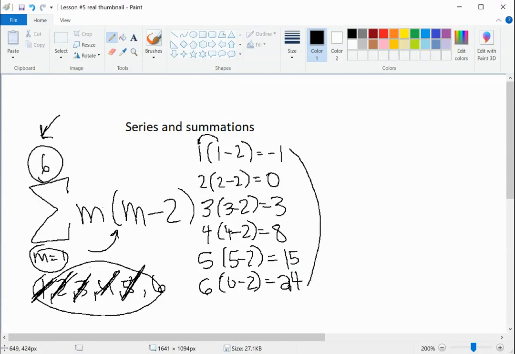So now that we have all these values, similar to how we did last problem, we're going to go ahead and add up all these numbers. So we're going to add negative 1 plus 0 plus 3 plus 8 plus 15 plus 24. And that's going to give us a total of 49, which is going to be the answer to this problem.